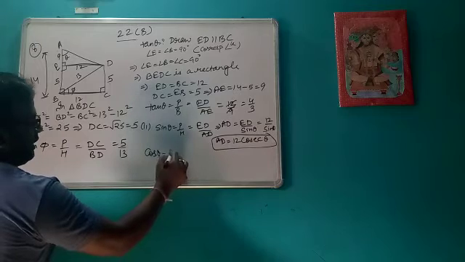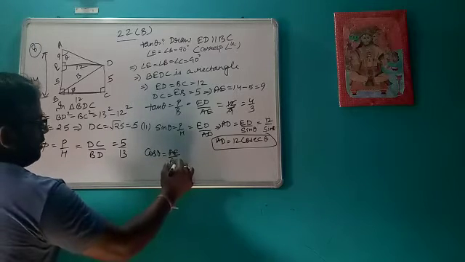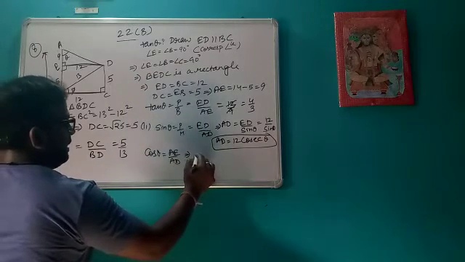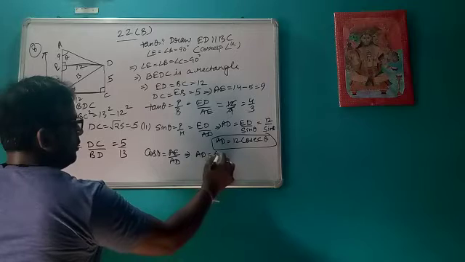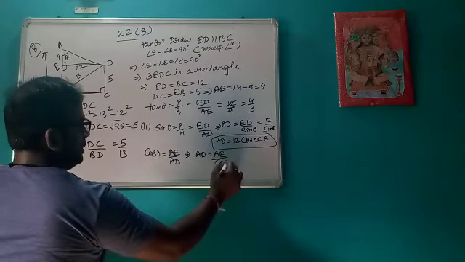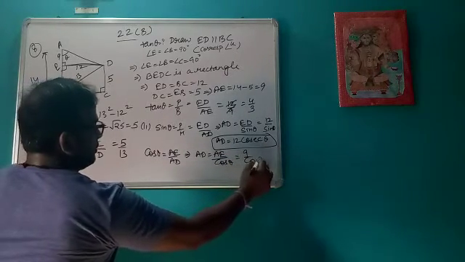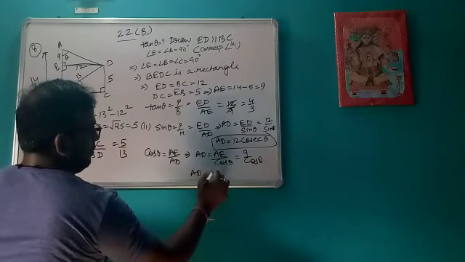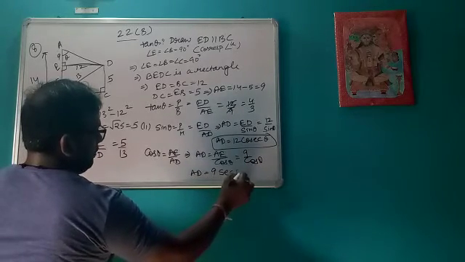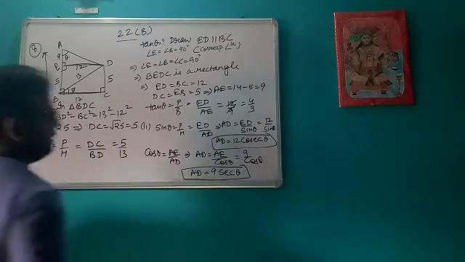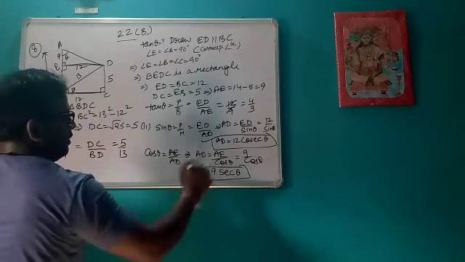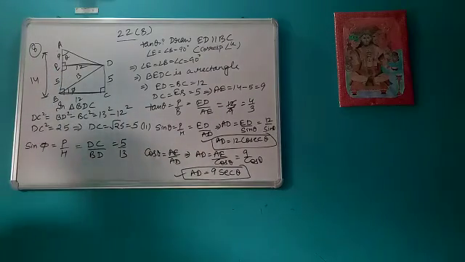Or you can use cos theta also. Cos theta you will get AE upon AD. So from here you will get AD equal to AE upon cos theta. And what was our AE? 9 upon cos theta. So you can write AD equal to 9 sec of theta. Okay. So these two will be your answer. Understood? So this is how you can solve the problems like of this.